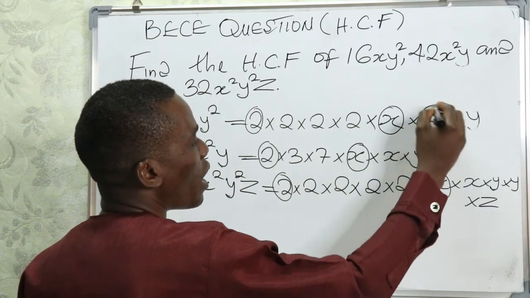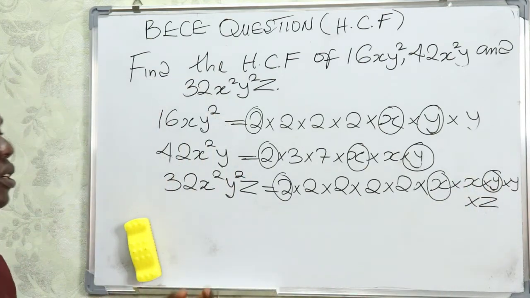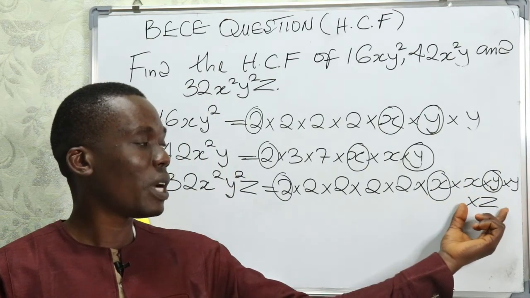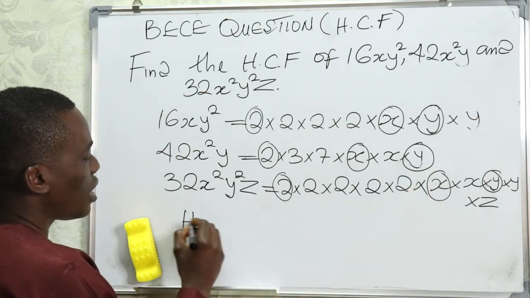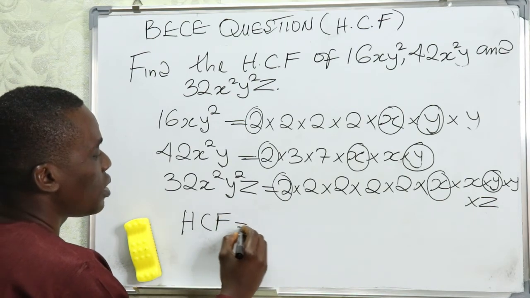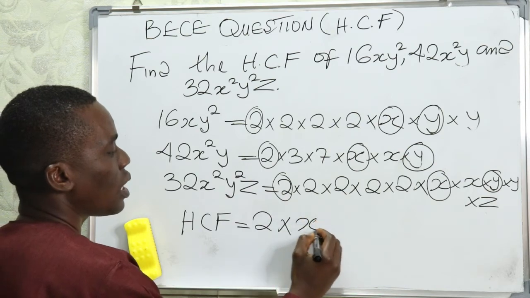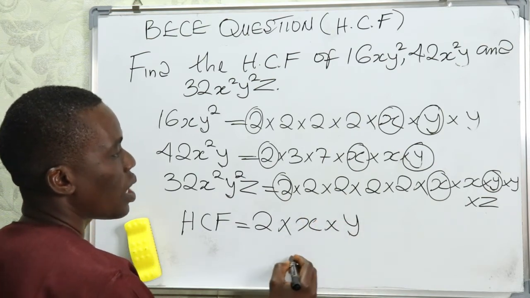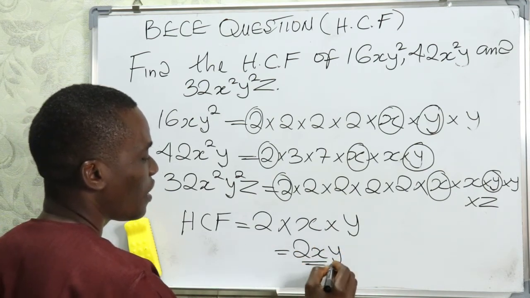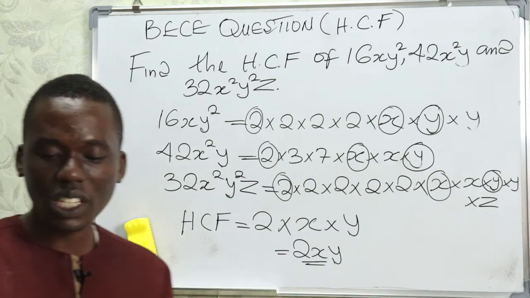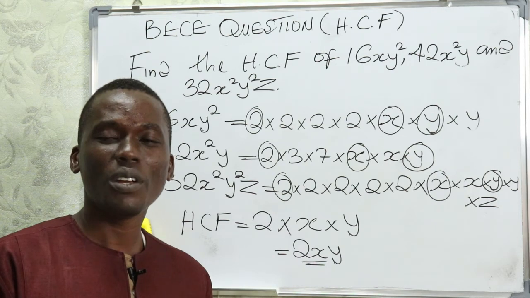Now we go for y. This will go with 1y and this will go with 1y. What else is remaining? We don't have z. We have z here, we don't have it here, and we don't have it here. So the HCF of these three parameters will give us 2 times x times y. That will be equal to 2xy. So you see that solving questions like this can be very, very easy.